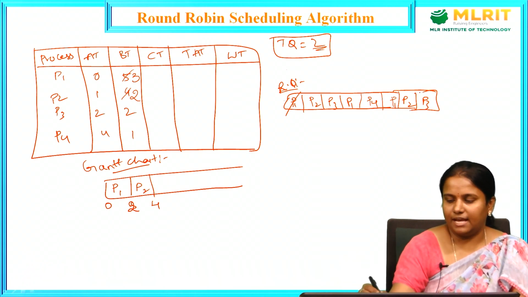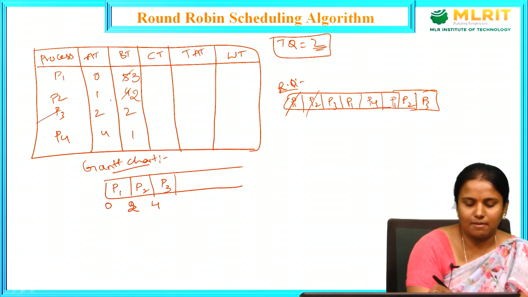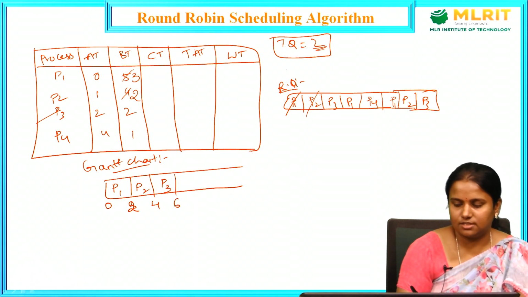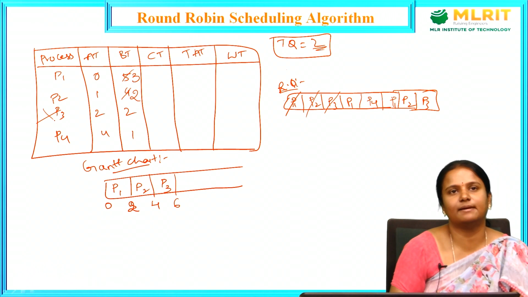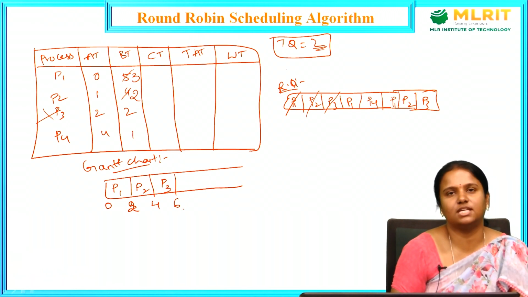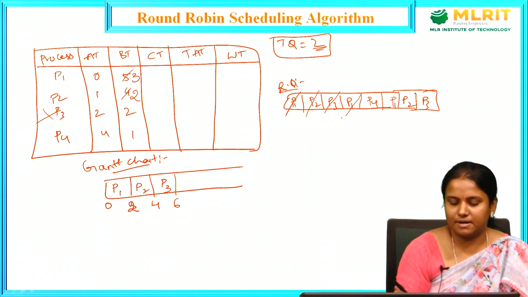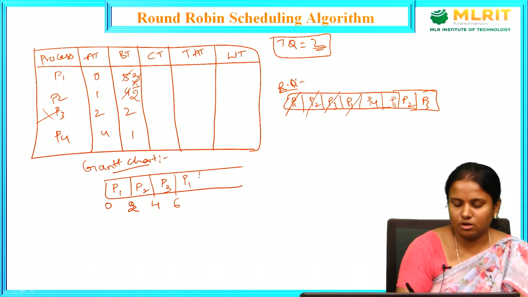So next P2 is completed. Which is ready? P3, with the burst time 2. 4 plus 2 is 6. So P3 completes its execution with completion time of 6. Next, which process is waiting for the CPU? P1 with the burst time 3. We subtract 2, still remaining is 1. So 6 plus 2 is 8.